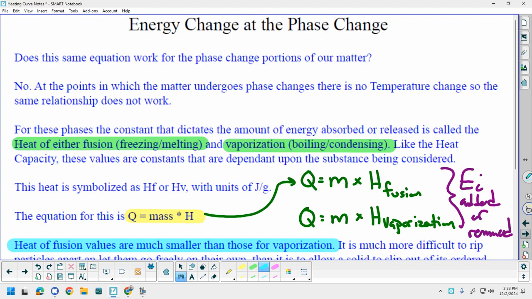Now, what about during the phase change? We know that during the phase change, it also takes energy either being added to, say, melt an ice cube or boil water, or it takes energy to be removed to turn liquid water back into a solid. So does the same equation work for phase changes?